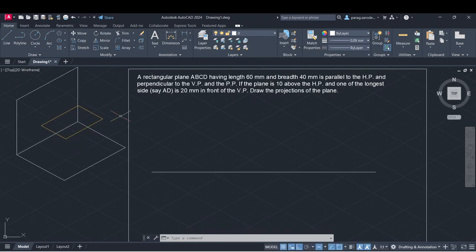How do we start? As it is mentioned that this plane is parallel to HP and perpendicular to VP, we see the rectangle in its true shape on the horizontal plane. Are you getting this? If you look at it from the top, we see the whole rectangle having the same dimensions, that is length 60 and breadth 40, projected on the horizontal plane. Are you getting this?